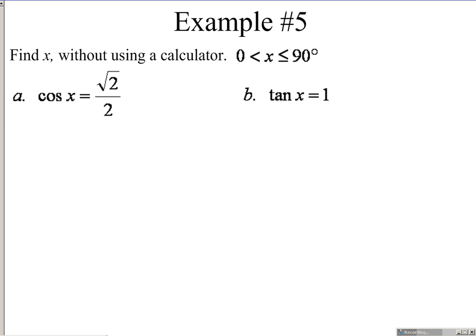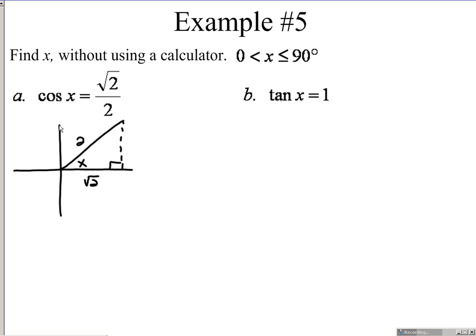Find x without using a calculator. We're told that x has to be between 0 and 90, so we know once again that we're dealing with quadrant 1. There's our angle x that we're looking for. We know the cosine of that angle is root 2 over 2, so that's adjacent over hypotenuse. That, however, is not a triangle that you recognize.